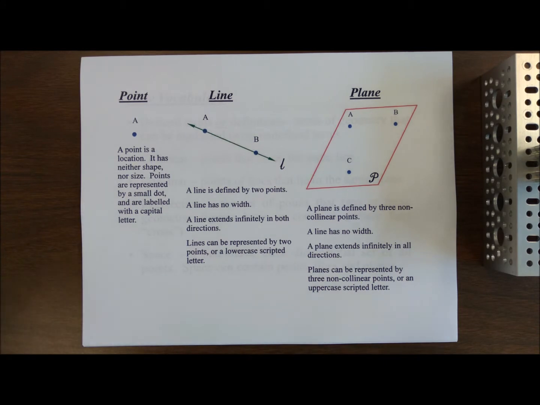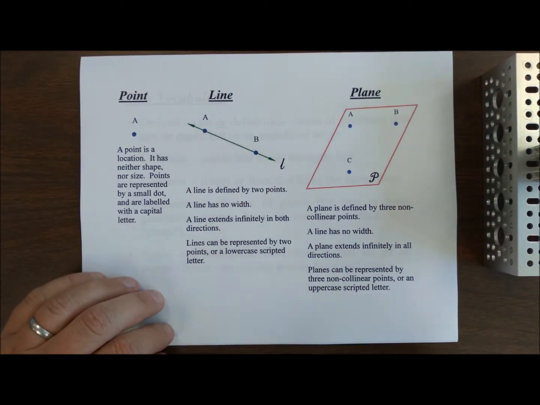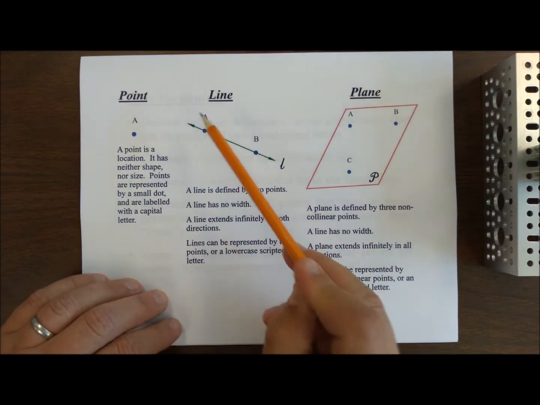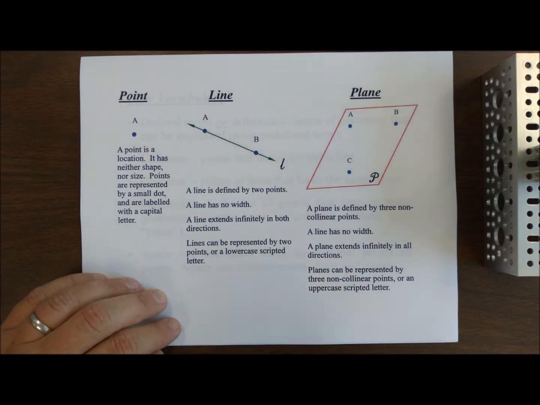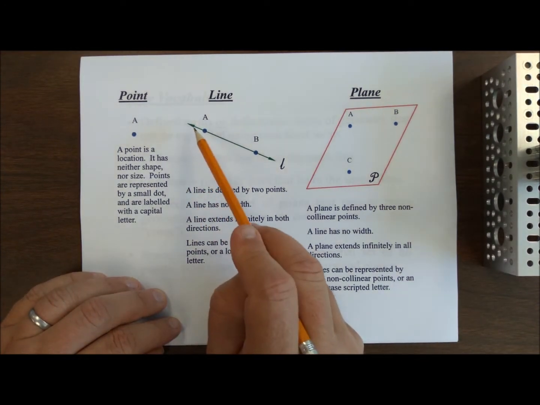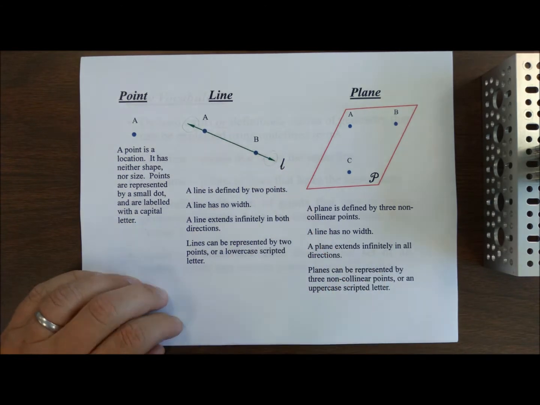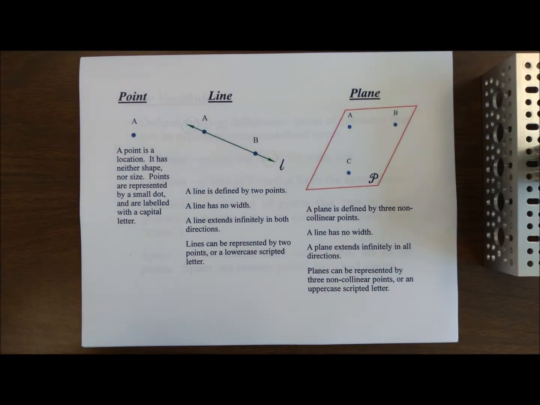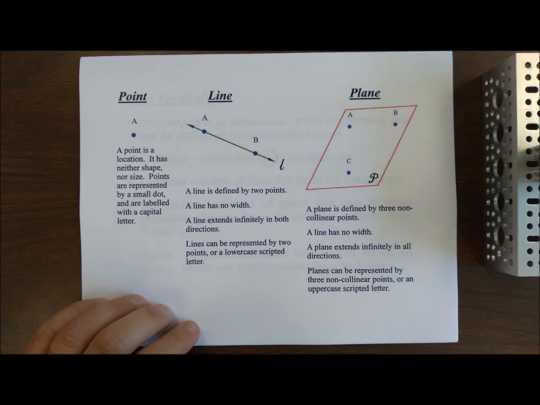Now, if we take 2 points, we could connect them with a line. So if I had this point A and this point B, now we have a line. And a line extends infinitely in both directions. To indicate that it goes on infinitely in both directions, we give it an arrow on each end, because you can't draw something infinite. So we use those symbols to indicate that it keeps going.